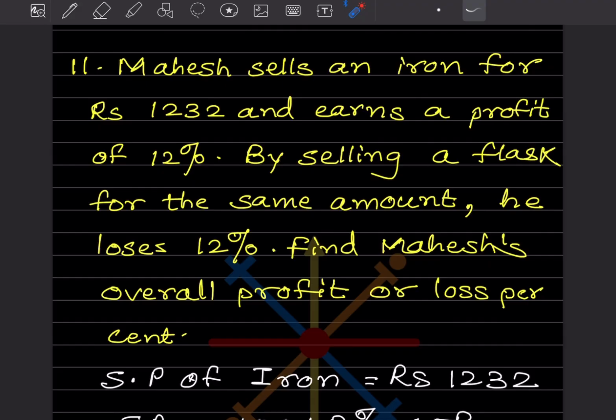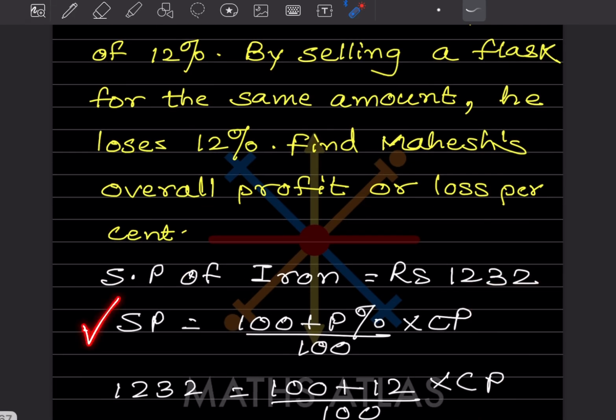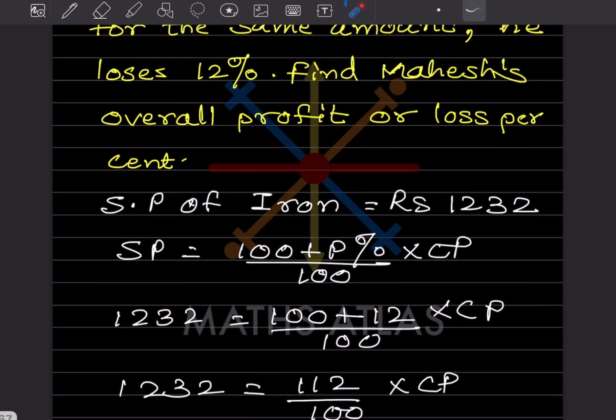Mahesh sells an iron for rupees. This is the question given. So first we'll see the selling price of iron. That is 1232. We have a profit of 12%. So we'll use this formula. Selling price is 100 plus profit percentage divided by 100 into CP. So this is 1232. Profit is given as 12.